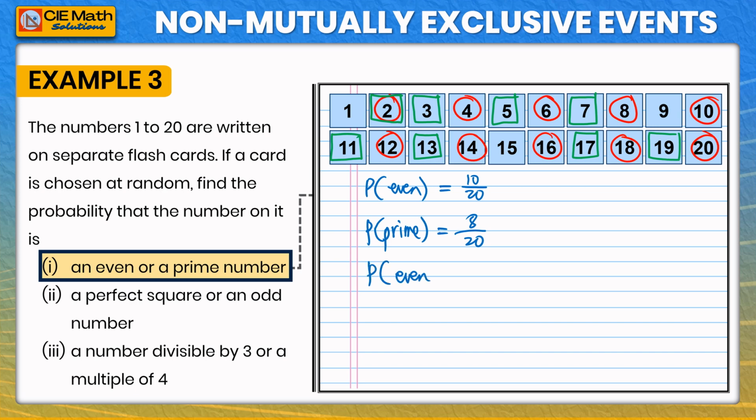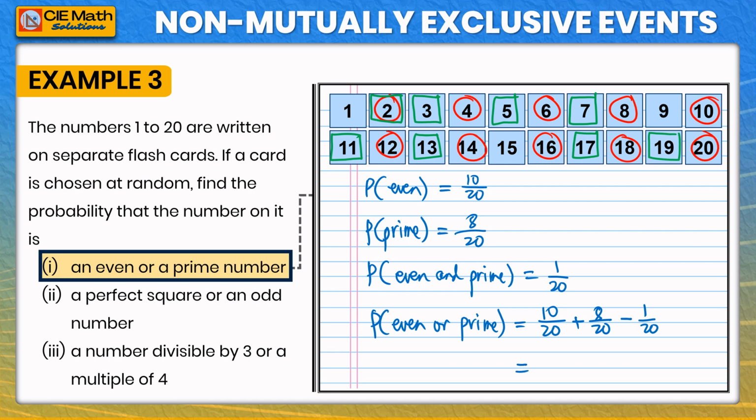Now, is there a case or the possibility of getting an even and prime at the same time? So we have the intersection there. We have a 2. So that means this will be 1 over 20. The probability then of getting an even or prime will be the probability that it's even, that is 10 over 20, plus the probability that it's prime, that is 8 over 20, minus the probability that it's both even and prime, so 1 over 20. That will give us the overall probability of 17 out of 20. The probability then of getting an even or a prime is 17 over 20.